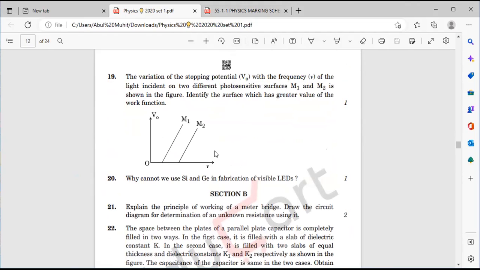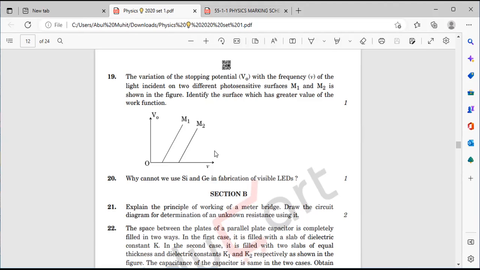The variation of the potential difference V0 with the frequency nu of the incident light for 2 different photosensitive surfaces M1 and M2 is shown in the figure. This is from dual nature of matter and radiation. Yes, sir. Identify the surface which has greater value of the work function. तो इसमें कैसा करेंगे आप? ये stopping potential versus frequency है.